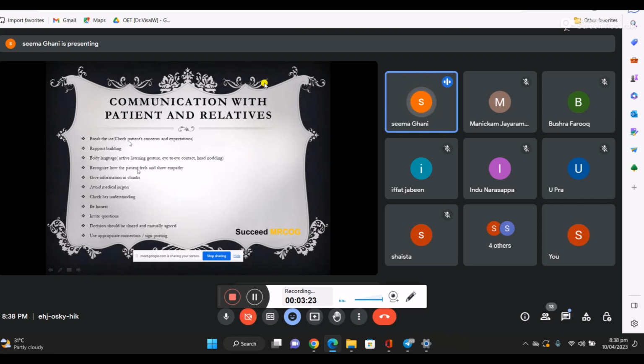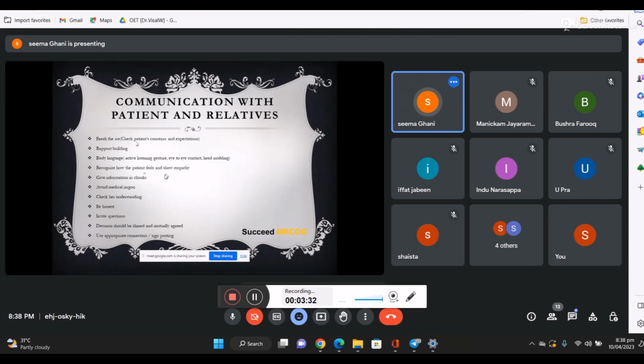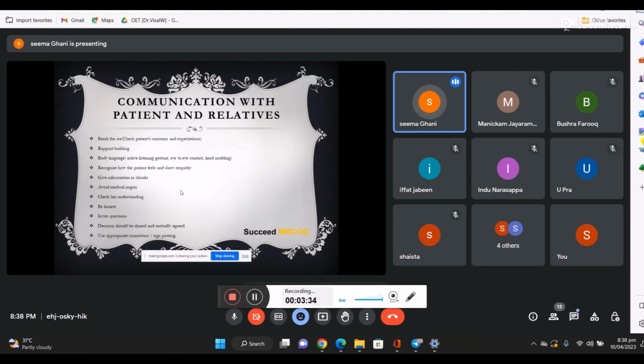Okay, always recognize how the patient feels at the moment, and show your empathy appropriately if it is necessary, particularly related to that situation. Give your information in chunks, and it's very important that in between you check the patient's understanding by asking, okay, are you with me? Is there anything you would like me to repeat? Okay, be honest with the patient. Don't give any false reassurance.